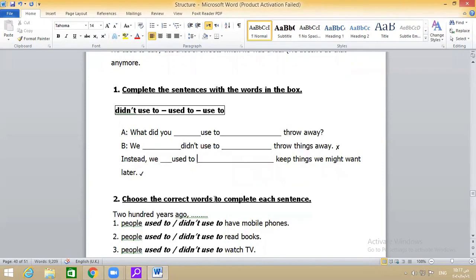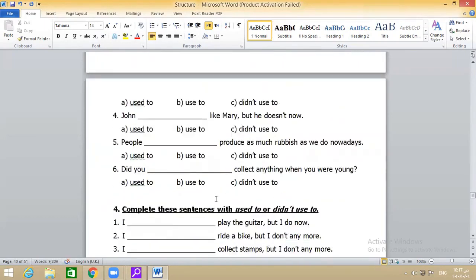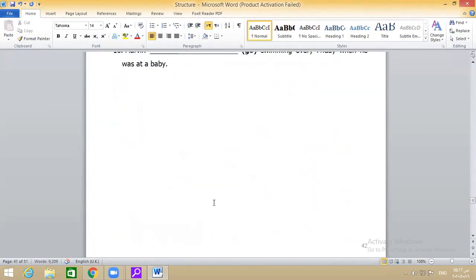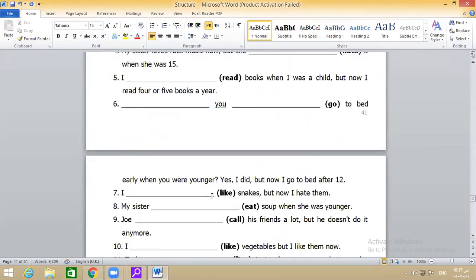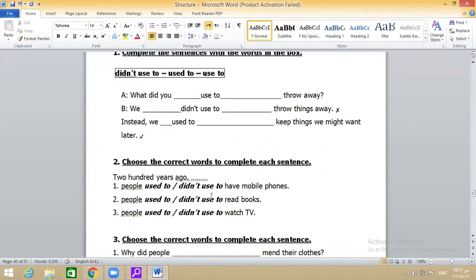So the lesson is a piece of cake, as you can see. The rest of the questions are much easier. You can have a look at them, and then we're going to discuss this another time. So that's the lesson for today. It's very easy. I hope that you understood most of what I said.